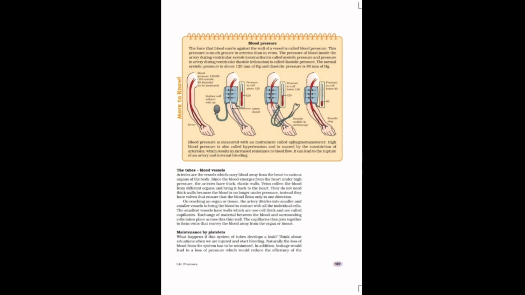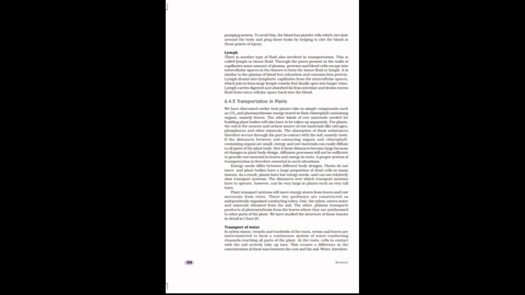Cells in contact with the soil actively take up ions. This creates a difference in the concentration of these ions between the root and the soil. Water, therefore, moves into the root from the soil to eliminate these differences. This means that there is steady movement of water into the root xylem, creating a column of water that is steadily pushed upward. However, this pressure by itself is unlikely to be enough to move water over the heights that we commonly see in plants.